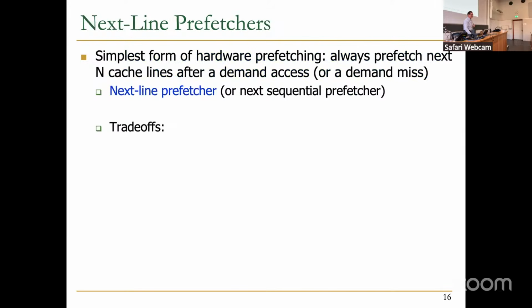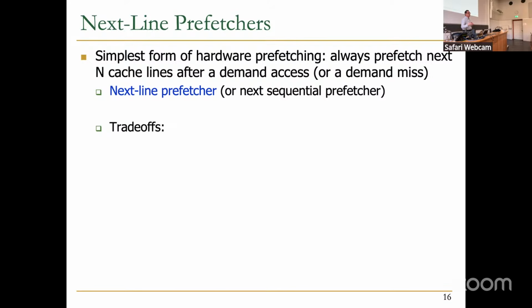These are some early ideas, next line prefetchers. This was developed in the 1960s. This is the simplest form of hardware prefetching. And the basic idea is always prefetch the next n cache lines or cache blocks after a demand access or demand miss. Depends on when you trigger, right? You access cache block A, you always prefetch cache blocks A plus 1, A plus 2, A plus 3, A plus 4, ... A plus n. That's the idea.